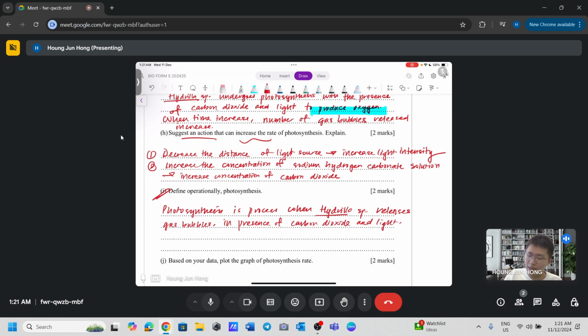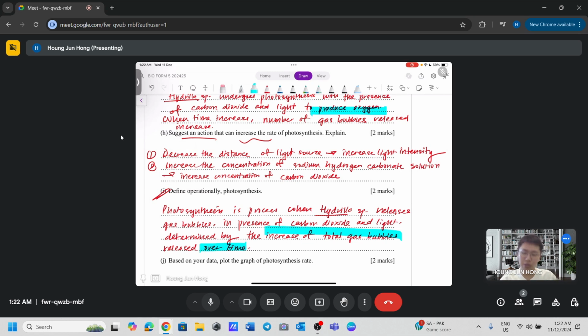And then finally, as you should remember, as usual, we will try to say something along the lines of determined by how we see this in the experiment. So how do we see it? Yes, we see by the increase of gas, maybe total gas bubbles released over time. Because we see that over time the number of gas bubbles increases, that proves that we have photosynthesis. This is the idea for photosynthesis here.